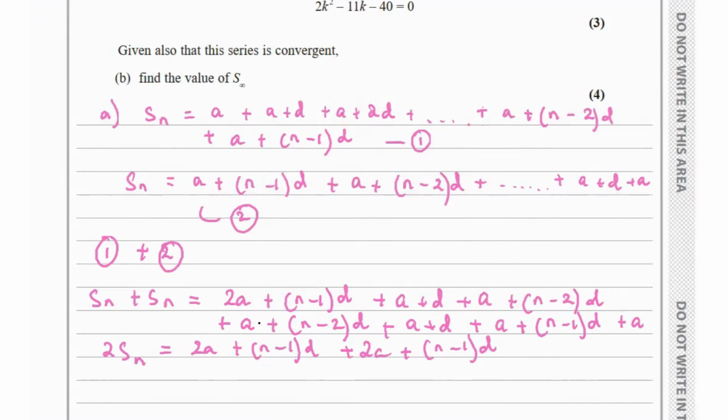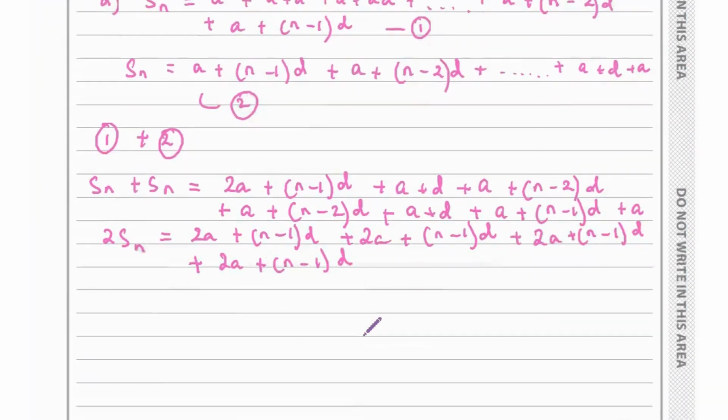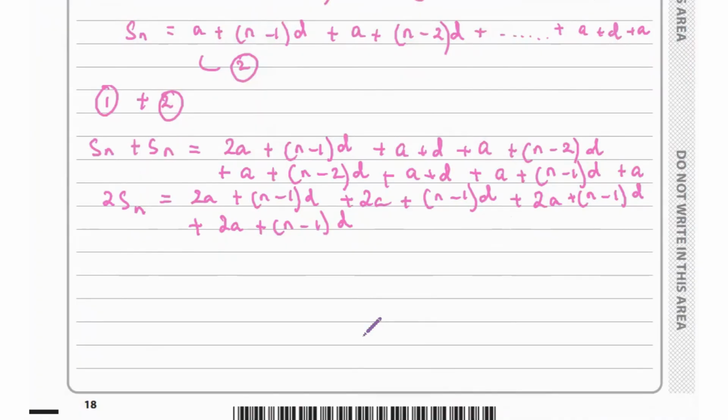And same thing over here, a plus n minus 2 times d plus a plus d, which is the same as this one. It's going to give us again the same thing. So plus 2a plus n minus 1 times d, and again plus 2a plus n minus 1 times d. So if you notice, on the right-hand side, we're adding the same term to each other, 2a plus n minus 1 times d plus 2a plus n minus 1 times d. So n number of times the same term is added to each other.